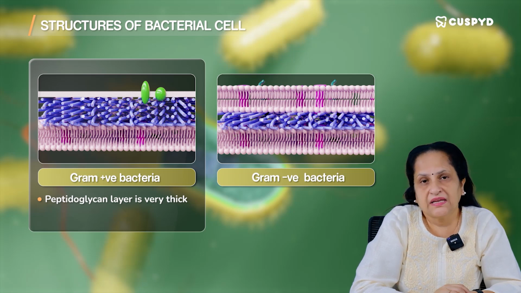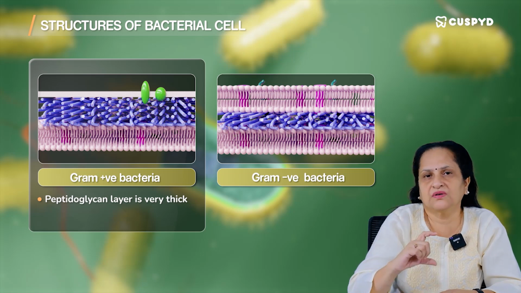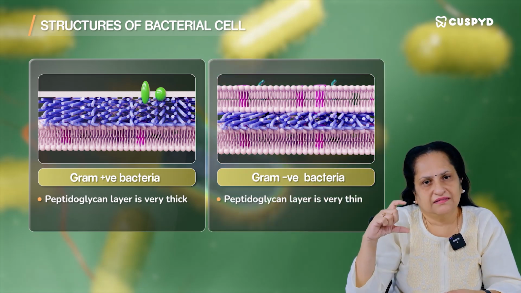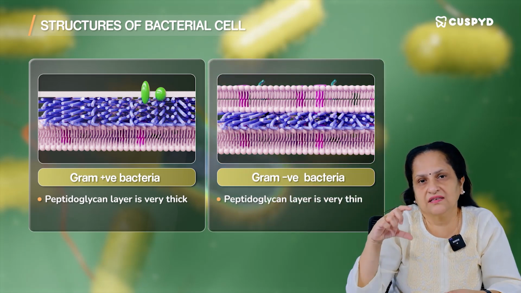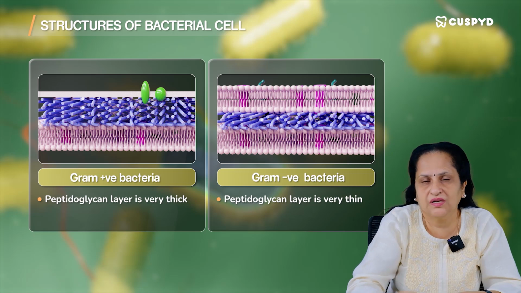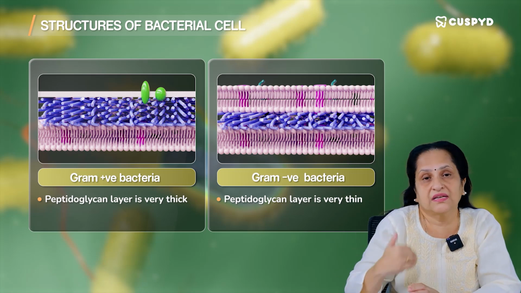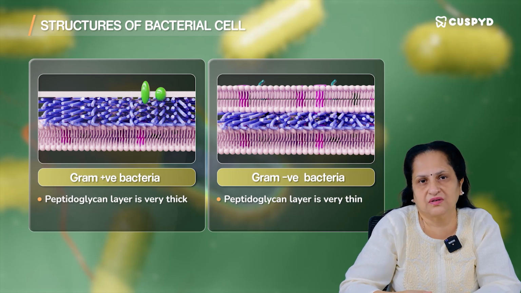In case of a gram-negative cell wall, the peptidoglycan layer, the structure is the same, but the thickness is not as much as a gram-positive cell wall. It is very thin. But of course, we will come to that a little later because it has other structures also present on it.